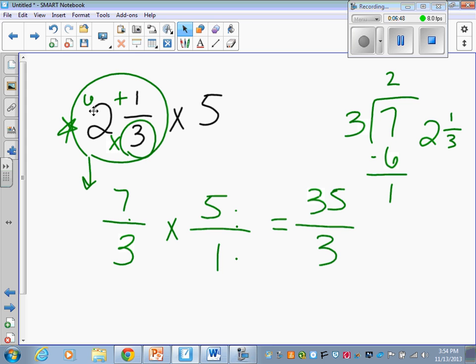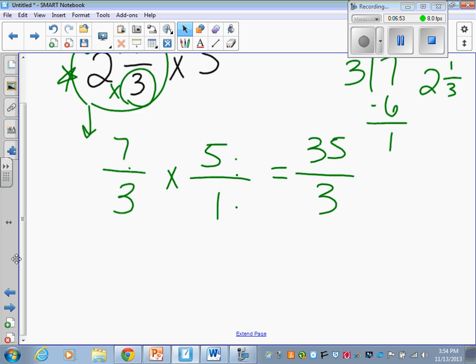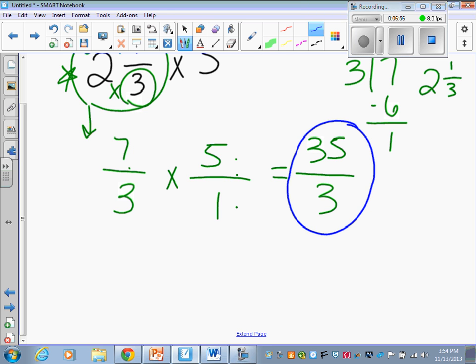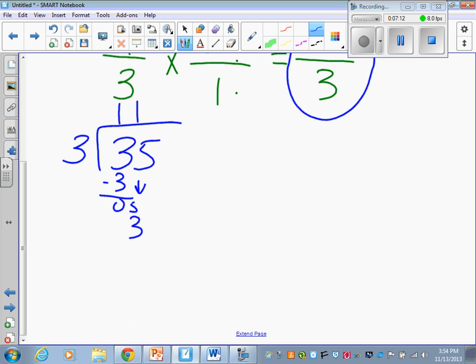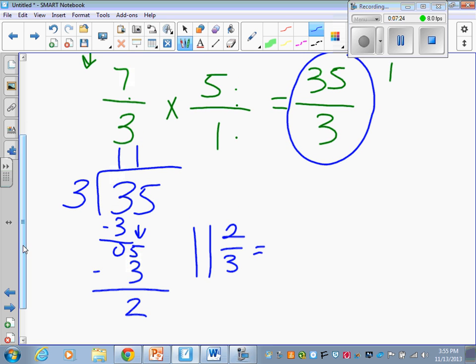Now, because we have solved the problem, it's time to simplify. We always simplify as our last step. So we take 35 over 3. That's an improper fraction, so we're going to divide 35 by 3. 3 goes into 3 once. Bring down the 5. 3 goes into 5 once. 3 times 1 is 3. Subtract, we get 2. So it's 11 2/3. That's equal to 35/3, which is the answer we just got.